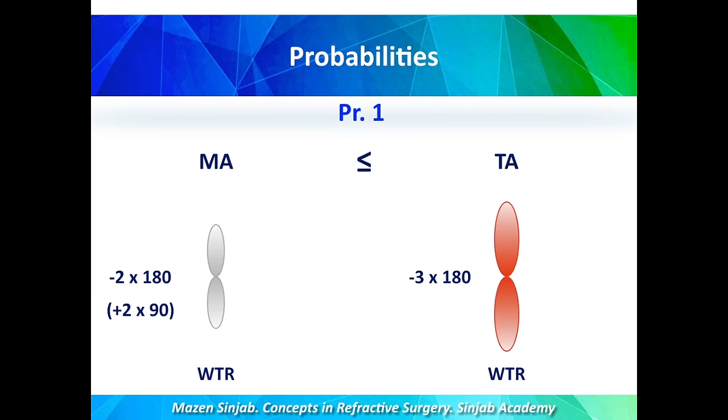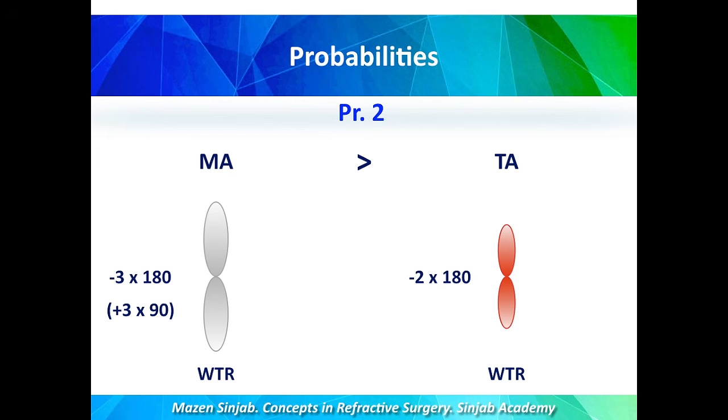Probability number 1. Both manifest and topographic astigmatism are with the rule, but the manifest astigmatism is less than or equals to topographic astigmatism. Like in this example, manifest is -2 at 180 or +2 at 90, and the topographic is -3 at 180.